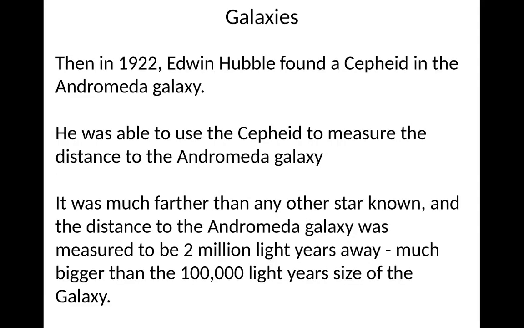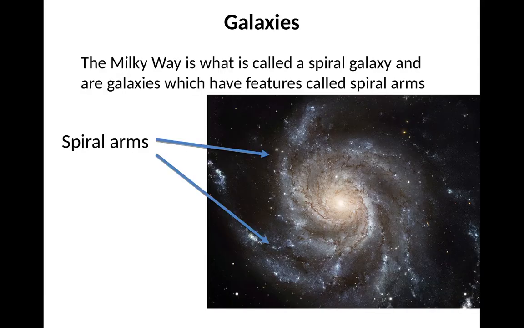And what happened was that in 1922, Edwin Hubble found a Cepheid in the Andromeda galaxy. This was mainly because Edwin Hubble had access to a big telescope at the time. So once he found the Cepheid, he was able to use it to measure the distance to the Andromeda galaxy, and it was much farther than any star known at the time, right? Andromeda was measured to be 2 million light years away, much larger than the 100,000 light year size of our galaxy, right?